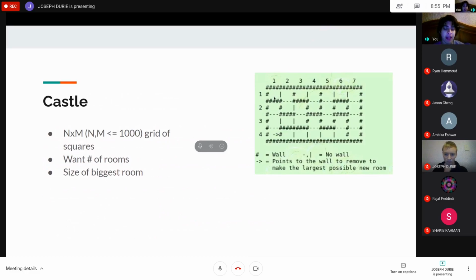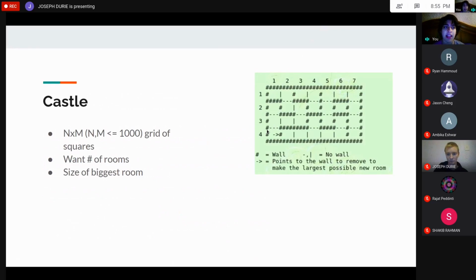So the spaces are the actual positions in your castle. The horizontal pipes or dashes are spaces you can walk through, like hallways. And the hashtags are the walls in your castle. A room is just a connected set of spaces, so spaces where you can walk from one space to another. The question is, how many such rooms are there, and how big is the biggest room?